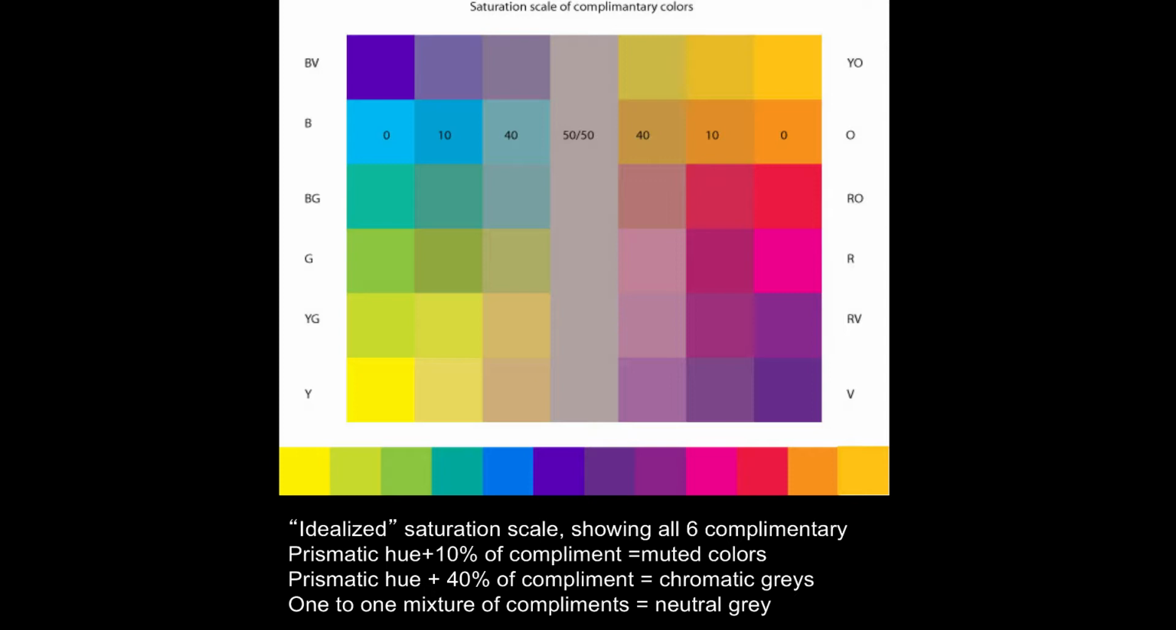It's a fun exercise to go through and mix every single one with its complement. Ideally, when all of them are mixed together, you would end up with a 50% neutral hue right down the center here. This is practically impossible to get when we're mixing pigment hues because of their impurities.